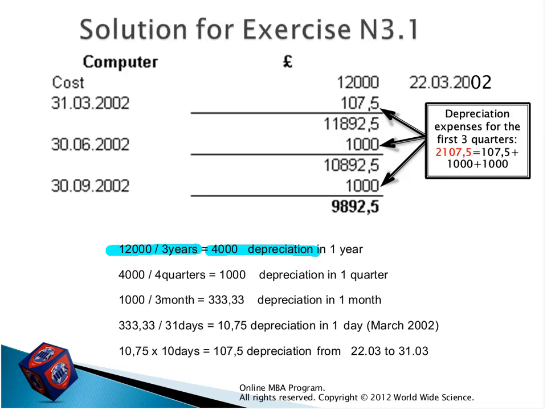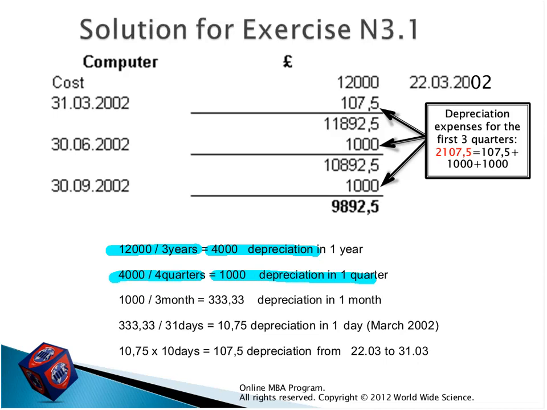Next, to find the depreciation expenses for the quarter, we have to take 4,000 and divide by 4, because we have 4 quarters in a year, right? That is equal to 1,000. We have a depreciation expense of 1,000 in 1 quarter.